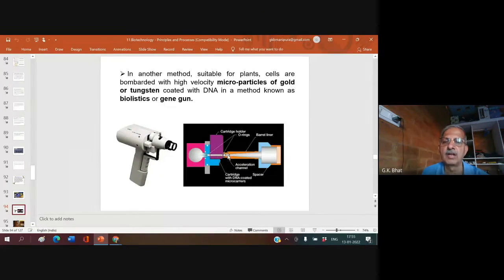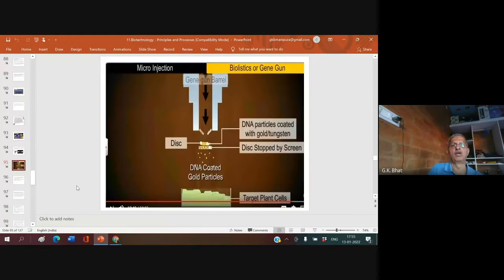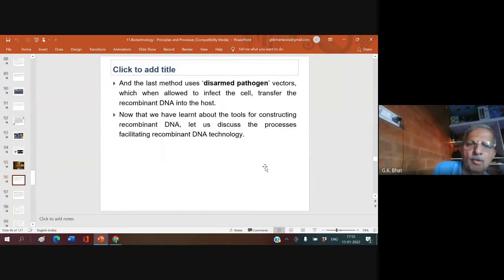This is what is done. Just a cartridge carrying the DNA coating inside. So this is a biolistic or gene gun where gold particles or tungsten particles are coated with DNA and then put inside the host organism. So this is the biolistic gun or gene gun, DNA-coated gold particles, right? Then they are introduced into the target plant cell. I hope you are following now.